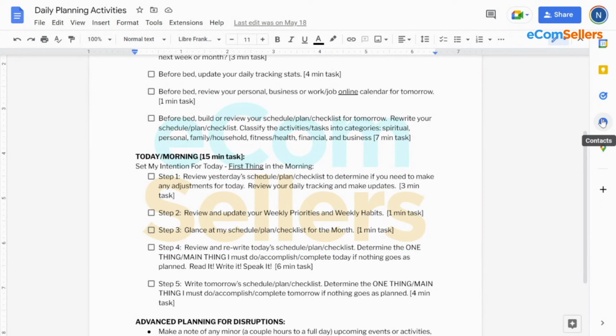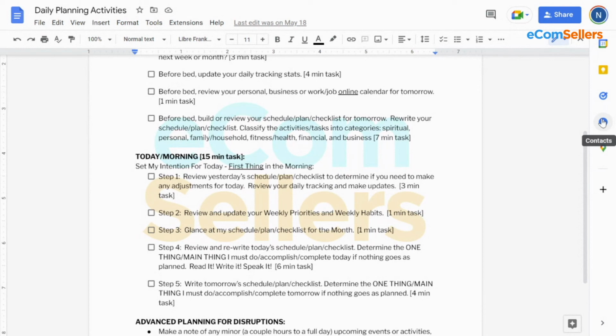Then you're going to review the schedule that you drafted last night, or maybe you drafted it in the weekly planning session. Either one, go review that schedule. Read today's plan. Make sure you have identified the main thing if nothing else goes right, and what are the things that you really want to accomplish today? All right, so we're going to read it, write it, speak it into existence.